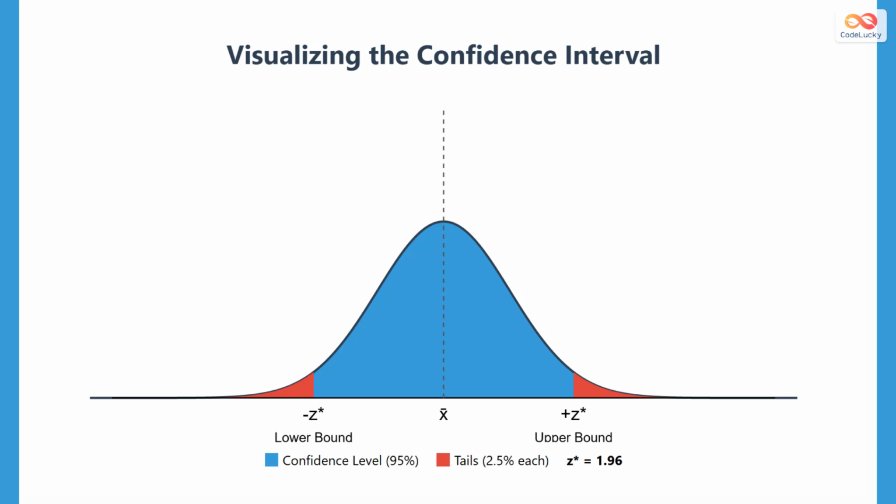Here is a visualization of the normal distribution. The blue area represents our confidence level, such as 95%. The tails on either side represent the remaining error probability. Our interval stretches from the mean minus the margin of error to the mean plus the margin of error.